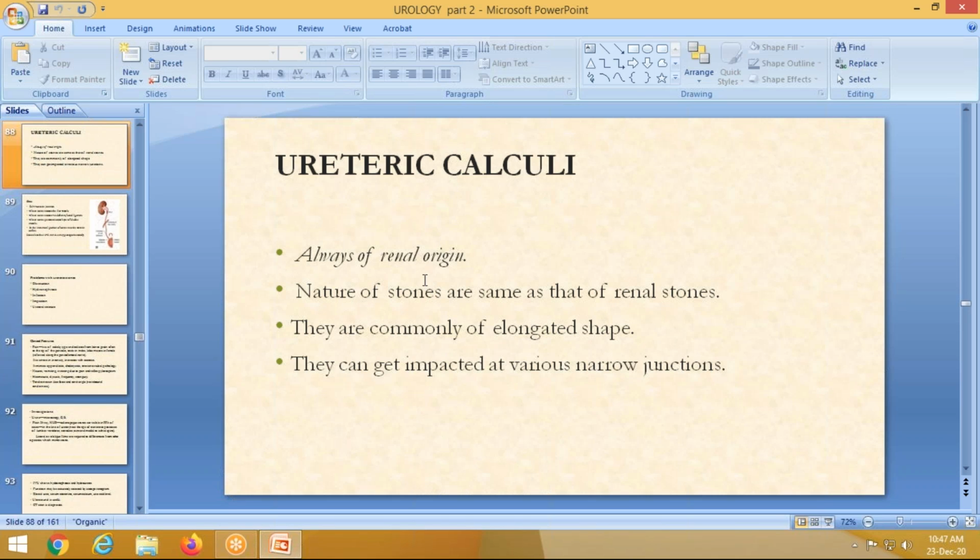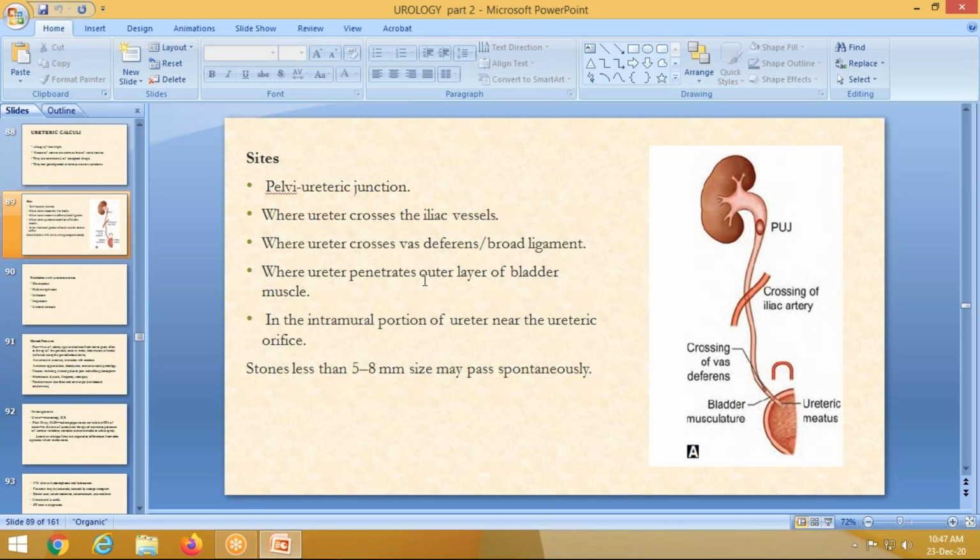Next, sometimes these ureteric stones are migrating from the kidney to ureter. They are impacted, get some narrowest parts in the pathway. So what are those narrowing parts? You should know. One is at the pelvic-ureteric junction. So here the pelvis is broader and the starting point of the ureter is narrow. So this is the point where some obstruction or impaction of the ureteric stone can occur.